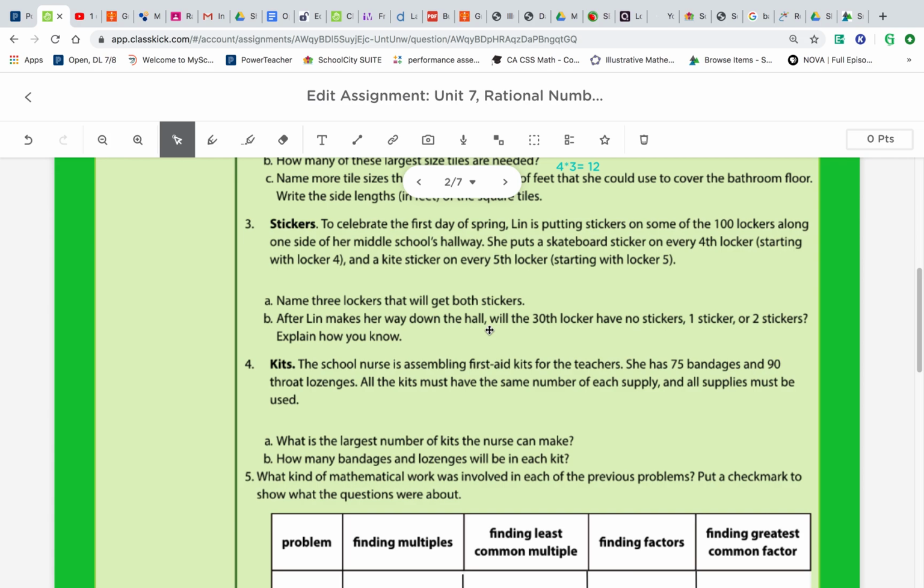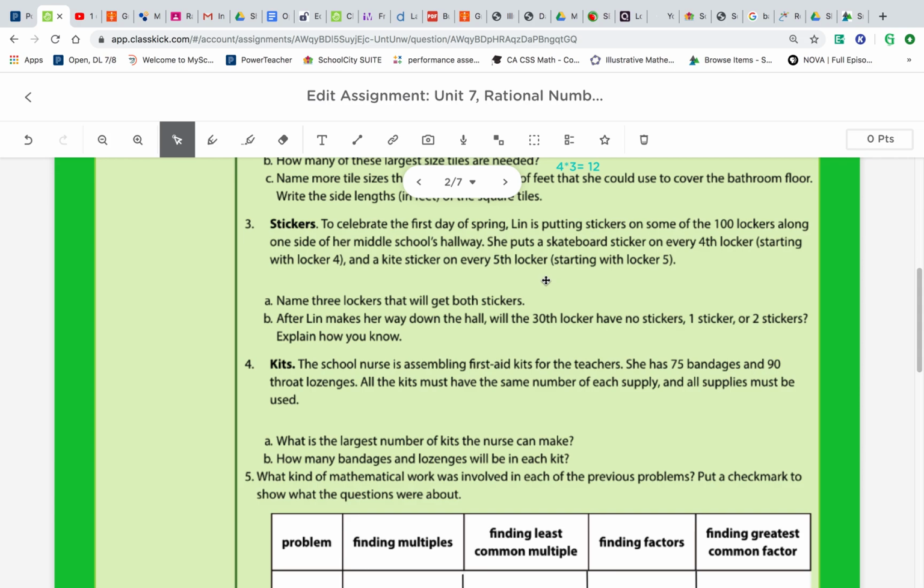All right, number 3. Stickers. To celebrate the first day of spring, Lynn is putting stickers on some of the 100 lockers along one side of her middle school's hallway. She puts a skateboard sticker on every 4th locker, starting with locker 4, and a kite sticker on every 5th locker, starting with locker 5. Name 3 lockers that will get both stickers.